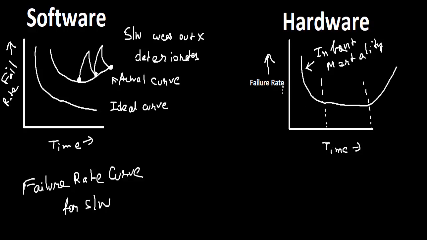And after some time, because hardware wears out with time, the wear out phase starts. So this is the wear out phase. Now the hardware is getting deteriorated. With time the failure rate rises again because of factors like environmental factors, dust and all that wear and tear. This causes the wearing out of hardware. This curve is also known as the bathtub curve.